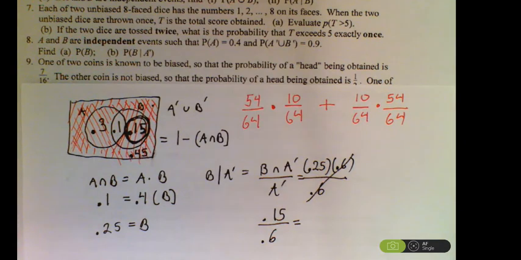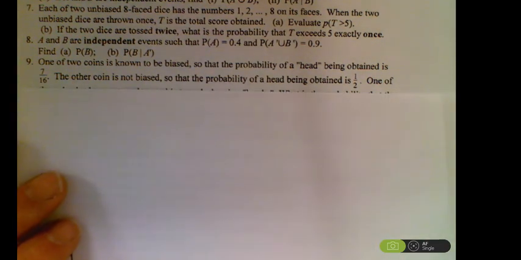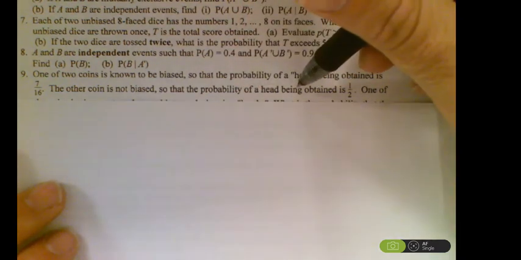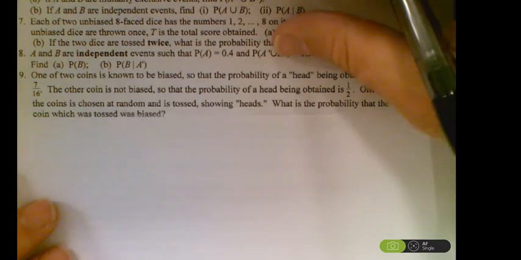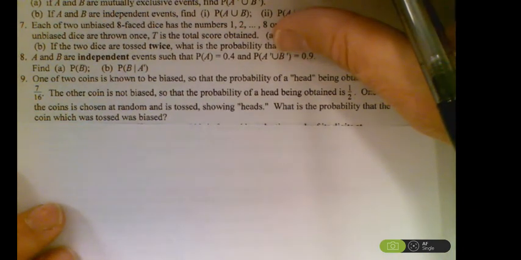Moving on to number 9. One of two coins is known to be biased, so the probability of heads is 7/16. The other coin is fair, so 50-50, so the probability of a head is 1/2. One of the coins is chosen at random and is tossed, showing heads. So what's the probability that the coin was biased?